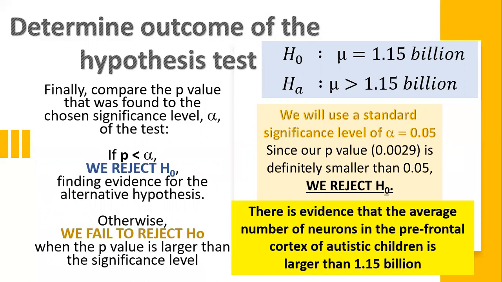Because the p-value was less than alpha, we conclude that there is evidence that the average number of neurons in the prefrontal cortexes of all autistic children is indeed larger than 1.15 billion.